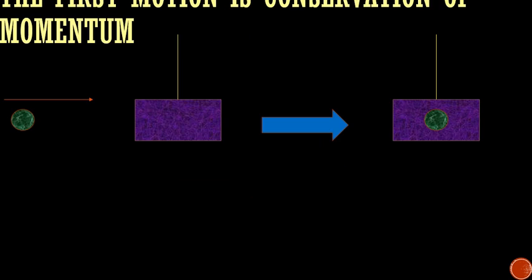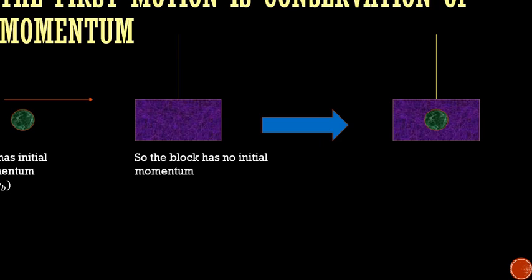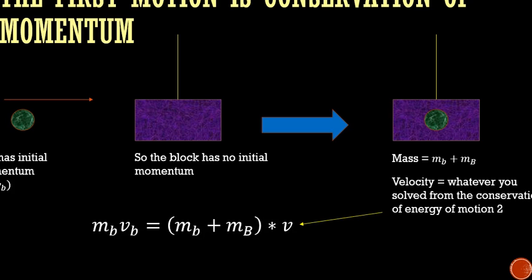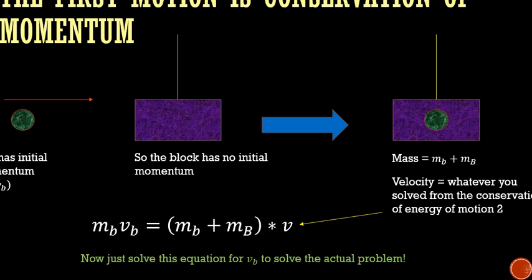So we know the ball has initial momentum. We know the block has no momentum, and now the ball and the block combined have a certain momentum, which is the combined mass multiplied by the velocity we already calculated, and now all we have to do is solve this equation for v sub little b, and we solve the whole problem. And that is how you solve the ballistic pendulum problem from the lab today. Hopefully you did it the same way and you got the right answer.